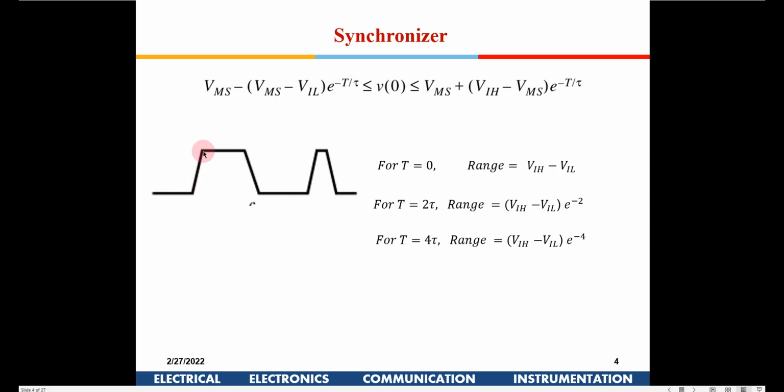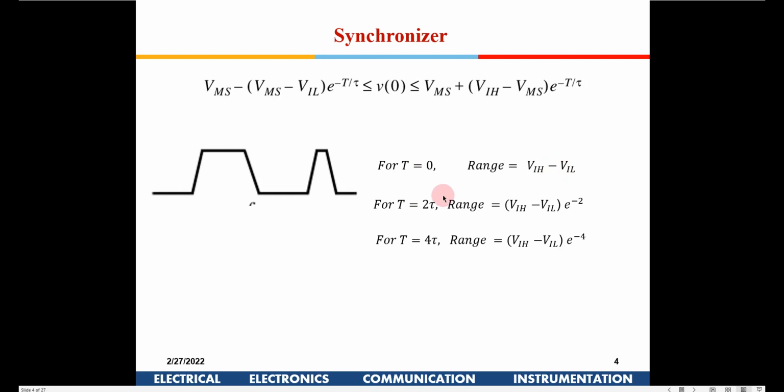Because this is coming from a CMOS static logic, we are assuming there is a time constant at which this can rise and fall, right? That we have seen in our VLSI classes. Okay, is this first equation understood?